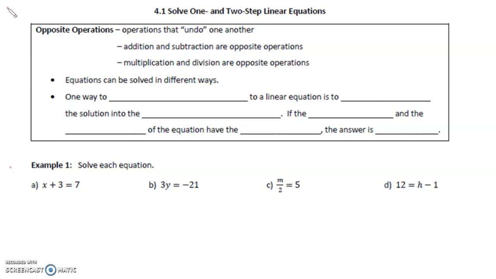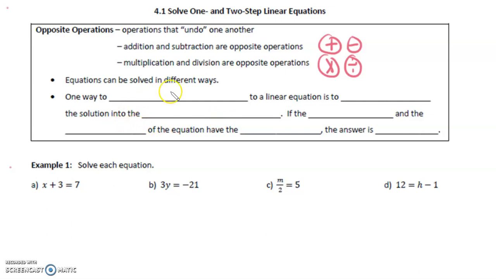Hey, 4.1, solve one and two-step linear equations. So we're going to use opposite operations, and what that means is they're operations that undo one another. So addition and subtraction are opposite operations, and then multiplication and division are also opposite operations.